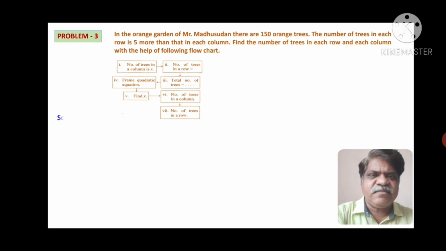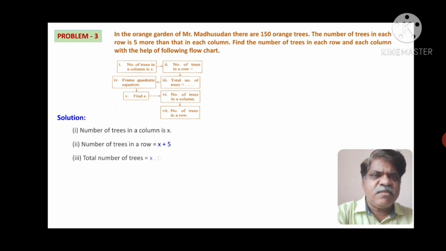Let us start with this. First, the number of trees in a column is x, that has been given. Therefore, the number of trees in a row will be x plus 5. It is given that it is 5 more. Total number of trees will be x into x plus 5, the product of those two. According to the given conditions, we can write that x into bracket x plus 5 is equal to 150.